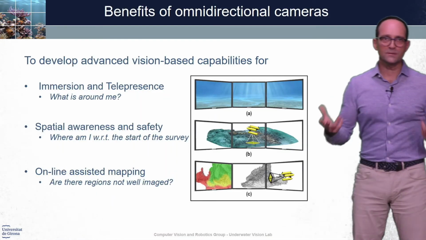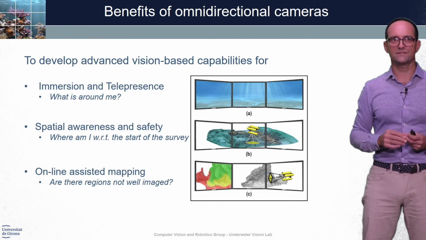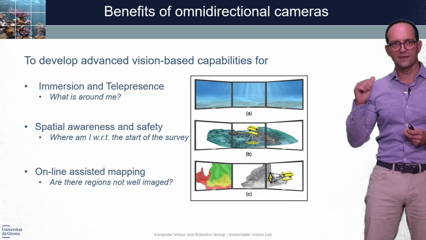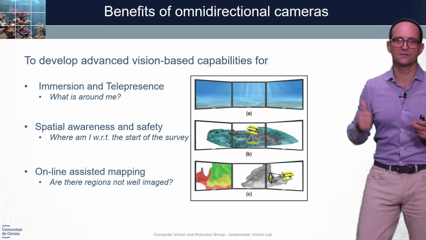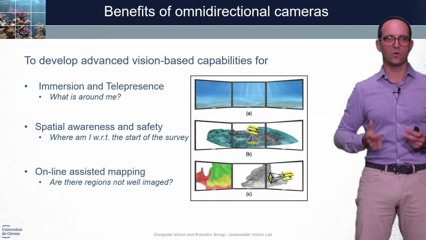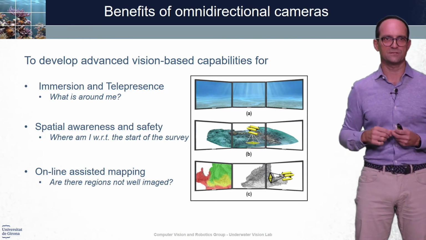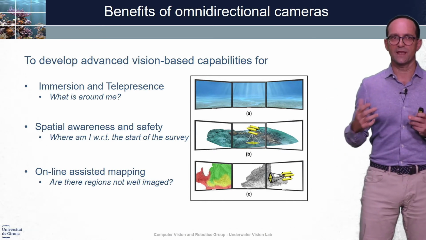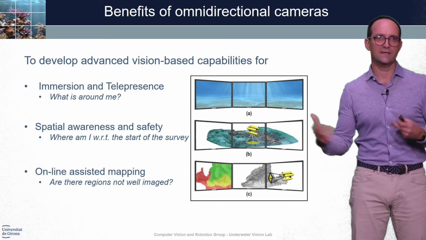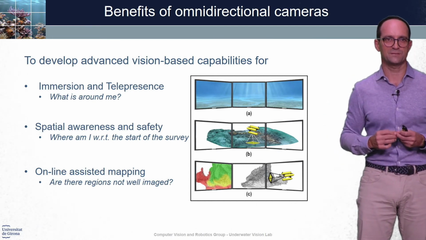Then, what are the benefits of using omnidirectional cameras? Basically, we have seen that I can have this feeling of immersion and telepresence and know what I have around the robot instead of having this tunnel view that normally ROV pilots have. Then I can gain spatial awareness, and then I can be more reactive in terms of the dangers that I might have on my surroundings.